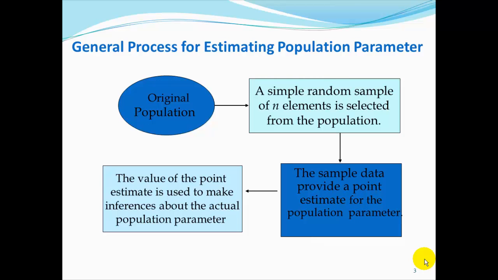In general, the process for estimating a population parameter is to start with an original population. Then we would gather a simple random sample of n elements from this population. We would analyze these n elements and compute an estimate or point estimate for the population parameter. We would then use the value of this point estimate in order to make inferences about the actual population parameter.